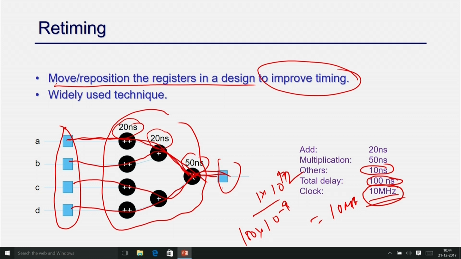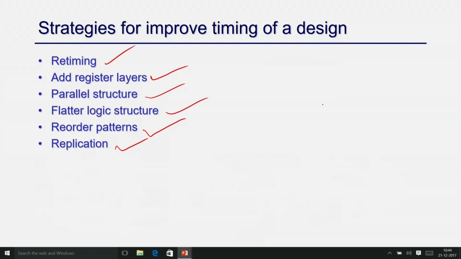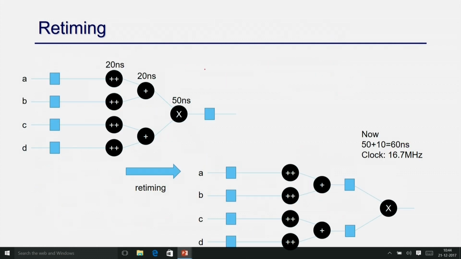So, you can actually move these registers here, right. So, instead of placing this register here, you can place this register here. So then your circuit performance will increase, right. So if you just think about this, this is my actual circuit where the maximum delay of the circuit is 100 nanoseconds. Here what I did, I just moved this register here, right. So I just moved this register to here.